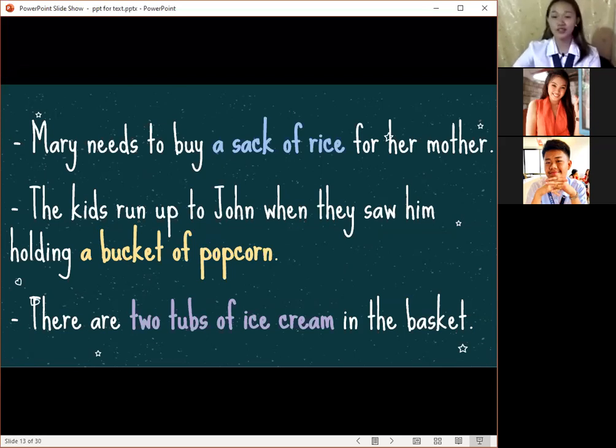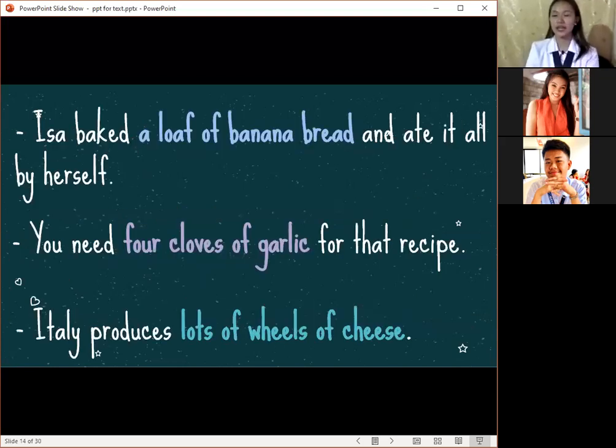Okay, that's right. How about the third sentence? There are 2 tubs of ice cream in the basket. What is the container and what is the uncountable noun in this sentence? The containers, ma'am, is two tubs, and the uncountable noun is ice cream. Very good. So let's check the sentences for the quantities, okay? Isa baked a loaf of banana bread and ate it all by herself. A loaf is the quantity of the banana bread. Banana bread is the uncountable noun.